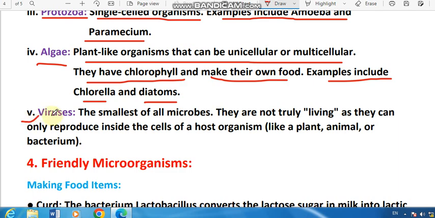Fifth, viruses, the smallest of all microbes. They are not truly living as they can only reproduce inside the cells of a host organism, like a plant, animal, or bacterium.